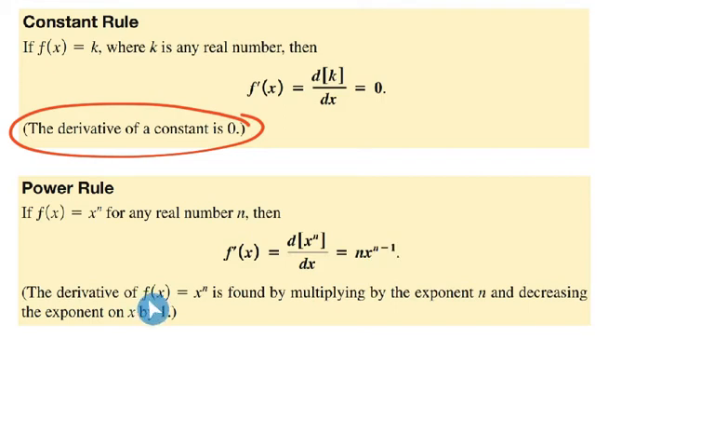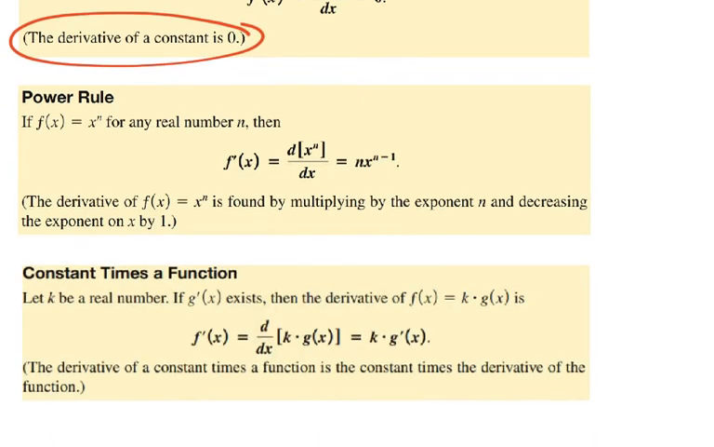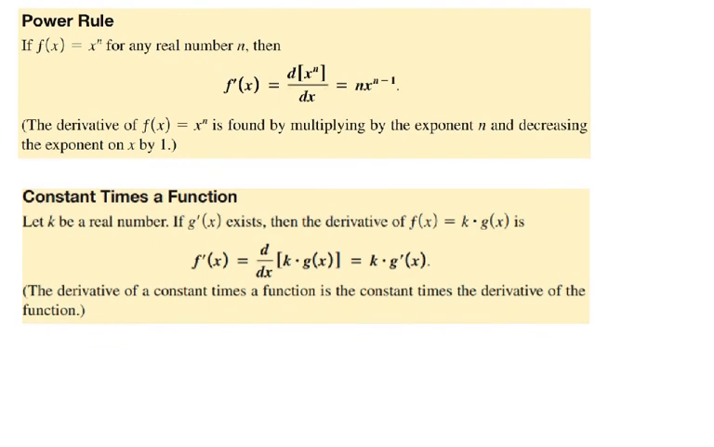Or the derivative of f of x equals x to the n is found by multiplying by the exponent n in the front, and you decrease that exponent value by 1. So this brings us to a third rule. A constant times some function. And for now, we're going to assume that our functions are always some x to the nth power.